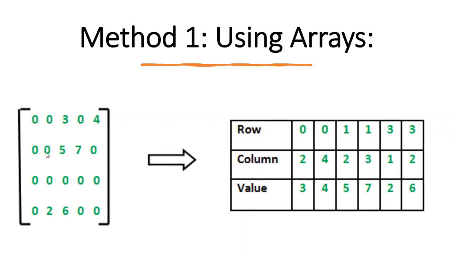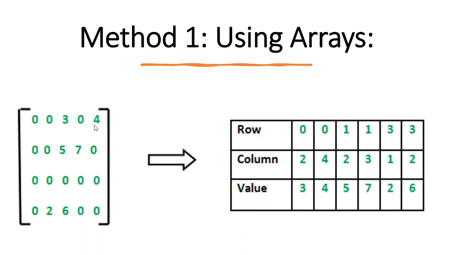Zeroth column, first column, second column, third column, and the fourth column. So this one helps us in storage. That is the third value, I mean this first non-zero value. 3 is the value here, and it belongs to the zeroth row. That is, 0 is mentioned here, and the column is the second column.